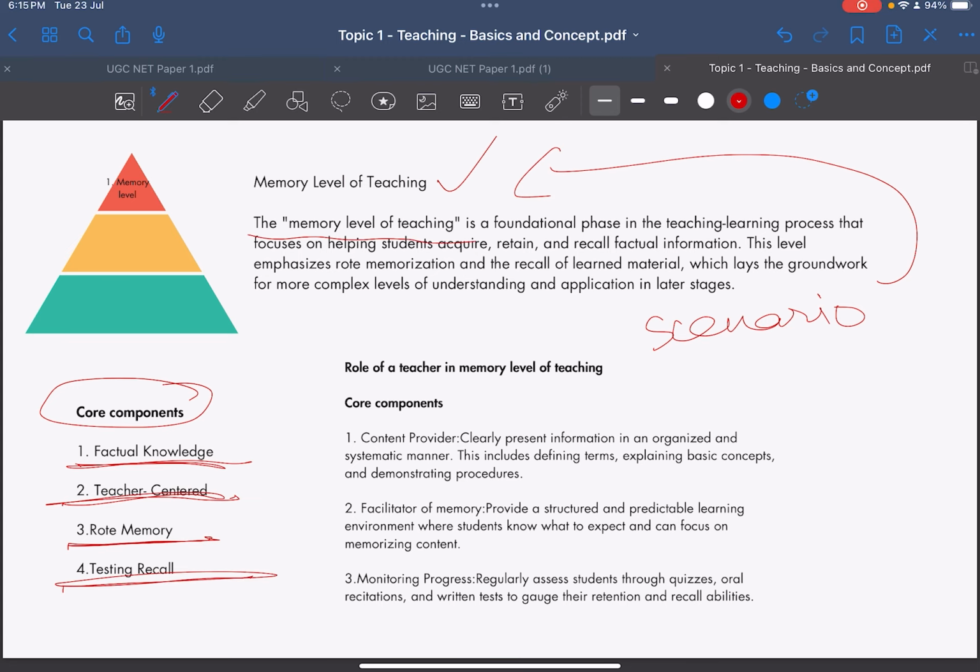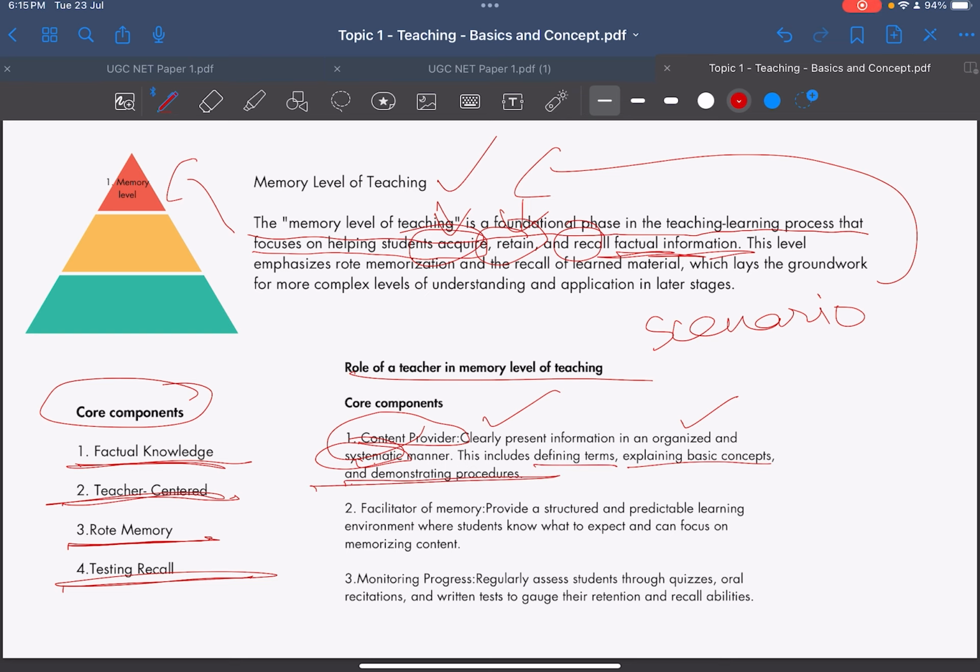The memory level of teaching is a foundational phase in the teaching learning process that focuses on helping students acquire, very important, retain and recall factual information. So whenever any question has anything related with these key terms, then you should know that it's related to memory level of teaching. The role of a teacher in memory level of teaching is the core content provider, who clearly presents information in an organized and systematic manner. This includes defining terms, explaining basic concepts, and demonstrating procedures.